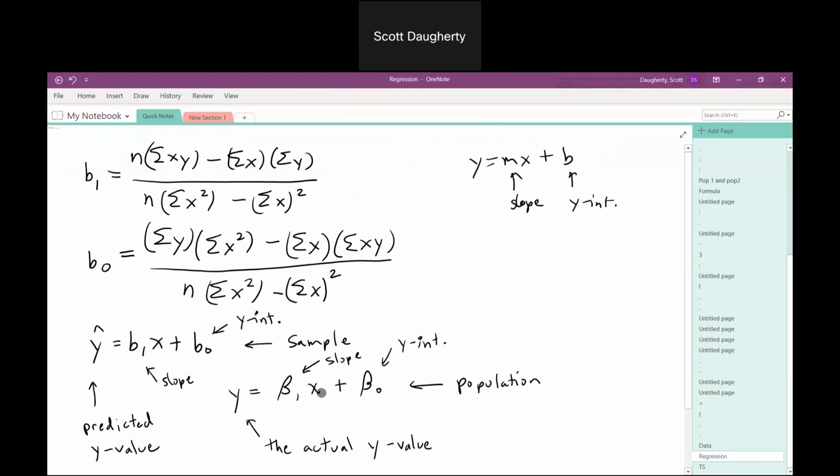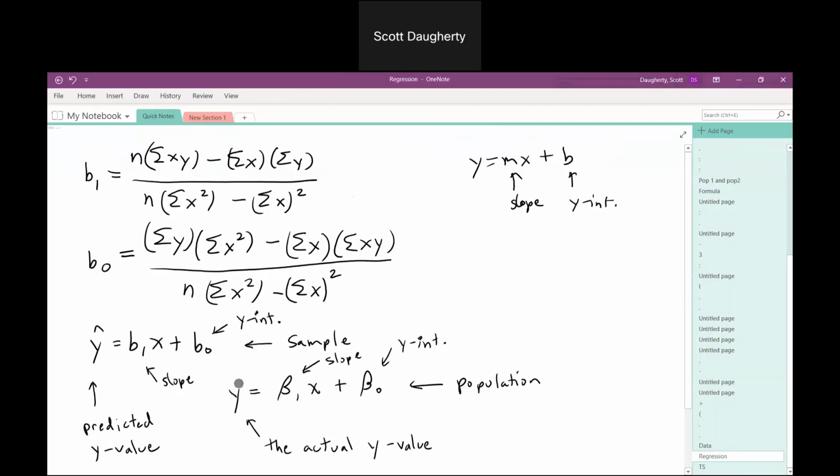So what x value am I trying to make a prediction for? You plug it into here. And then the best predicted y value is labeled as y hat, y with the caret on top. So y hat is a predicted y value because it's based upon the sample information. The actual y value we label with a y.